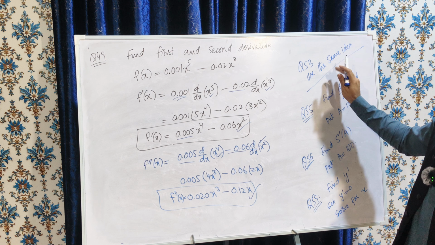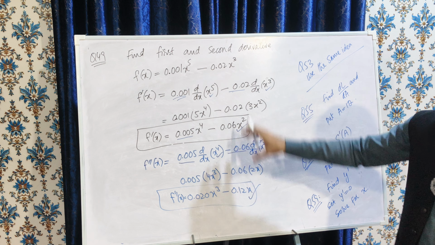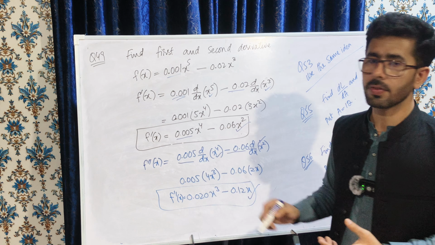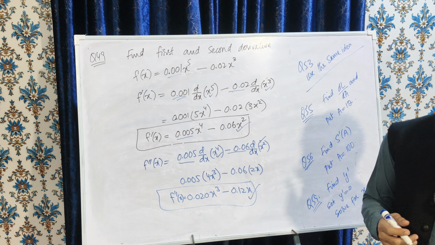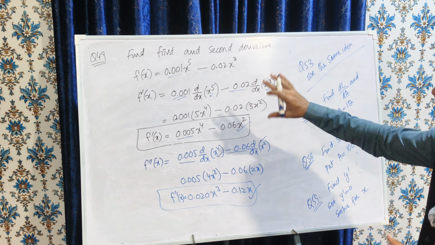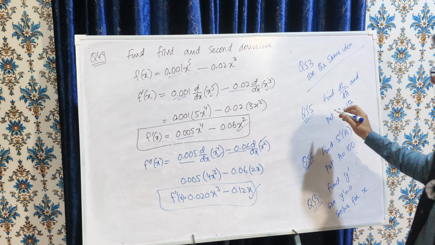In question number 53, you have to use the same idea of finding the first derivative, but only the numbers are in fraction, the constant multiples are in decimal form. So I thought it might be confusing for you. Just use the same idea and you will be good to go.